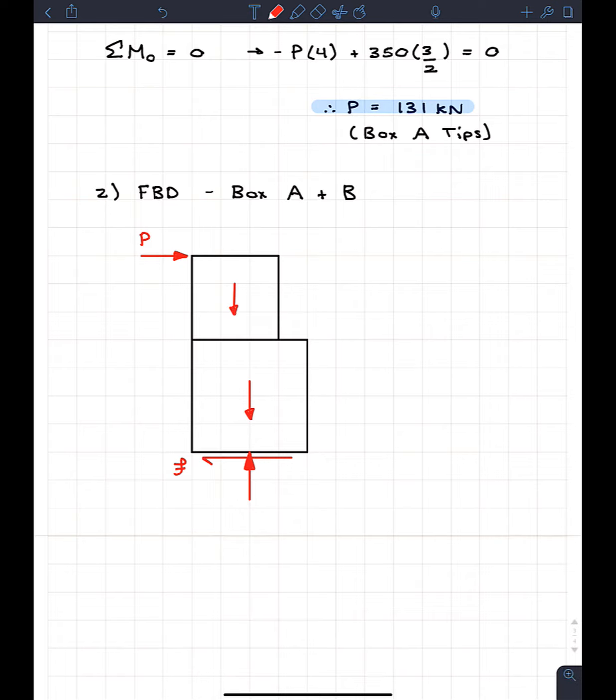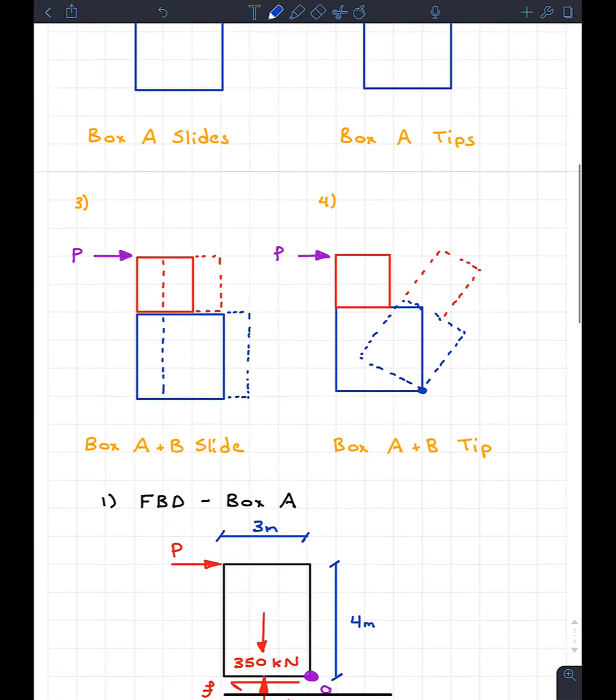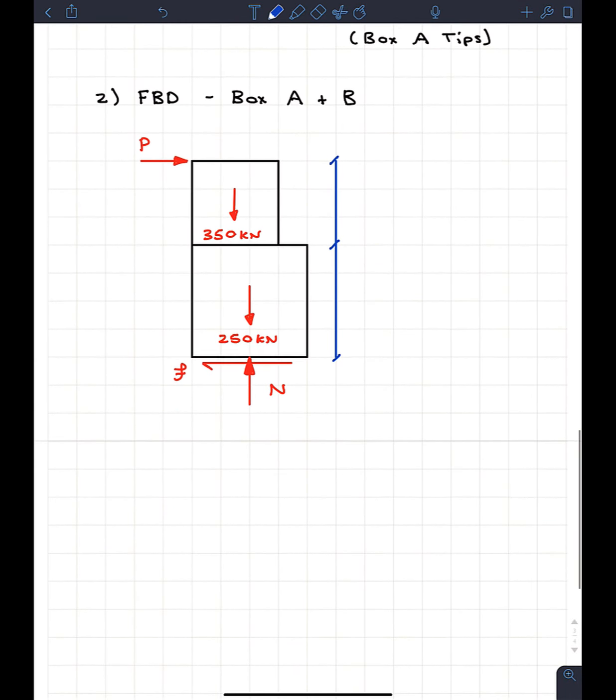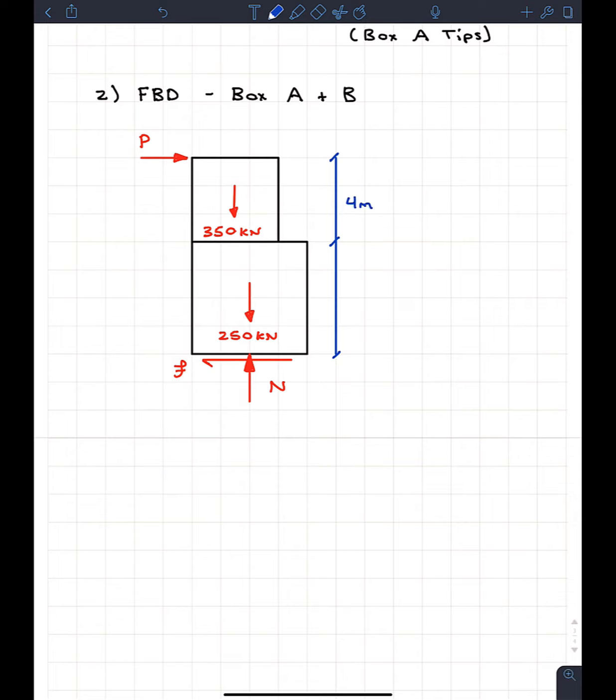So the top one, we remember, is 350 kilonewtons. The second one is 250 kilonewtons. And the bottom one, of course, is the normal force. So we got all those in. The last thing that we should do is just put in the heights or the dimensions. So we know that box A is 4 meters tall. Box B is 5 meters tall. So we're going to have 4 meters, 5 meters, and we should also include the horizontal distances.